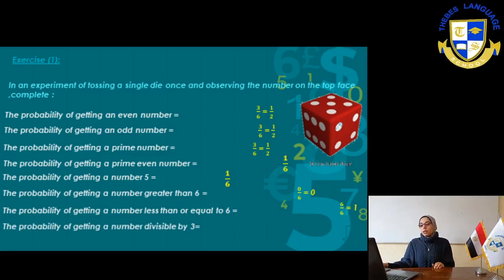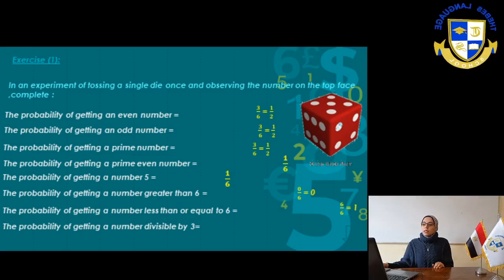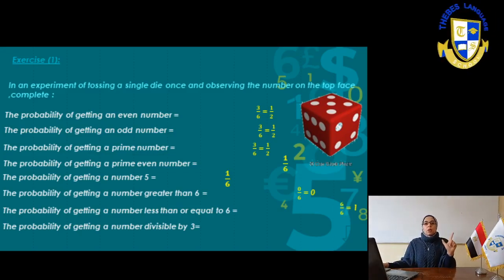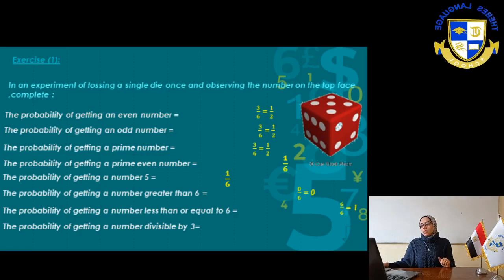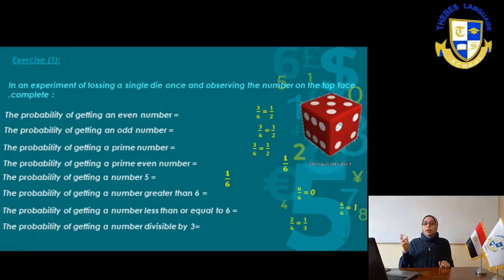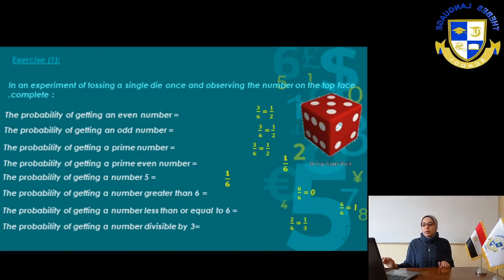The probability of getting a number divisible by 3. Which numbers in the die are divisible by 3? 3 and 6 only. These two numbers are divisible by 3. So the probability is 2 over 6. Simplified, divided by 2 up and down, it will be 1 over 3.